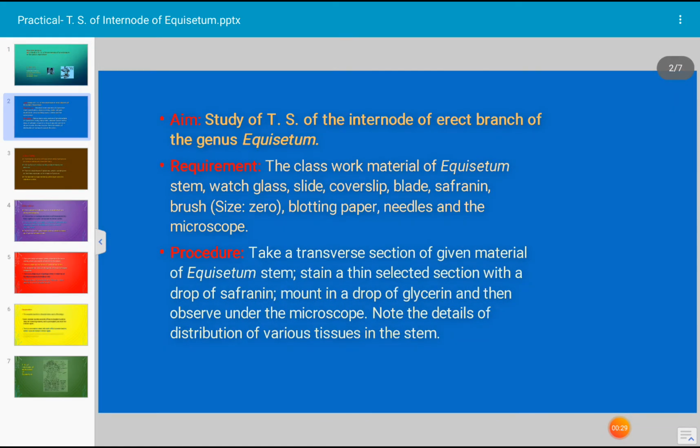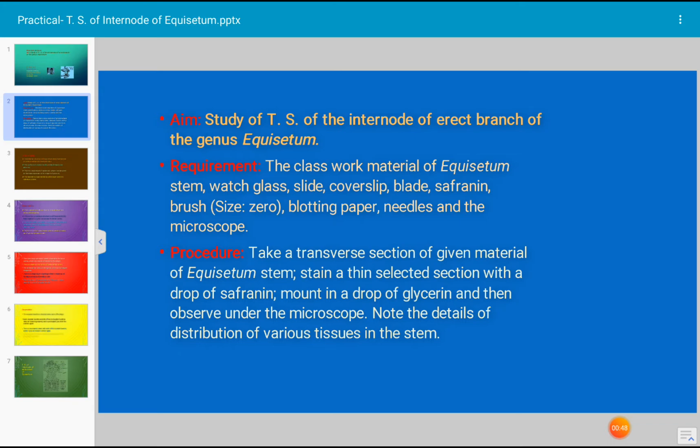The requirements for the practical are: we need Equisetum stem, glassware material, watch glass, slide, cover slip, blade, safranine, blotting paper, needle, and the microscope. This is the requirement. Even a brush we need.